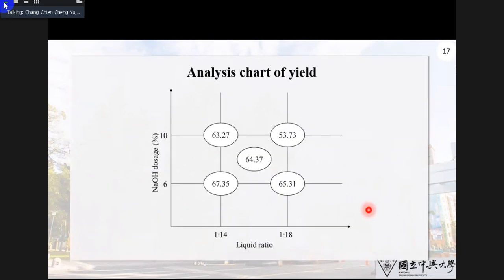This is an analyzed chart of yield. The figure shows that at the same sodium hydroxide dosage, the yield decreased with the increase of the liquid ratio. And at the same liquid ratio, the yield decreased with the increase of the sodium hydroxide dosage. Cooking with 6% sodium hydroxide dosage and 1 to 14 liquid ratio had the best yield.